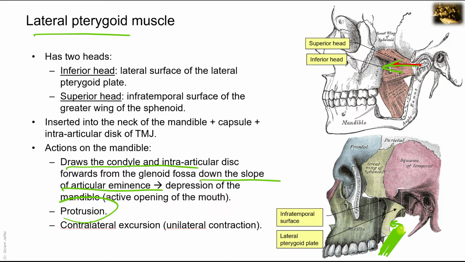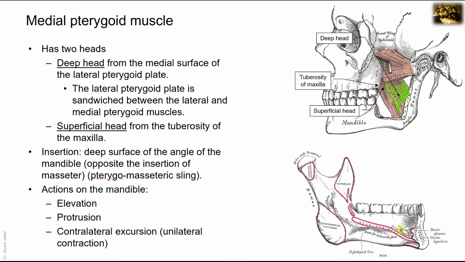The deep head of the medial pterygoid is joined by the superficial head. This is the superficial head. It is a small part of the muscle, and it's attached to the tuberosity of the maxilla, this region, part of the bone that is located behind the third upper molar tooth. The superficial and deep heads unite together and are attached to the inside of the angle of the mandible, and this is exactly opposite to where the masseter muscle is attached on the outer surface of the mandible.